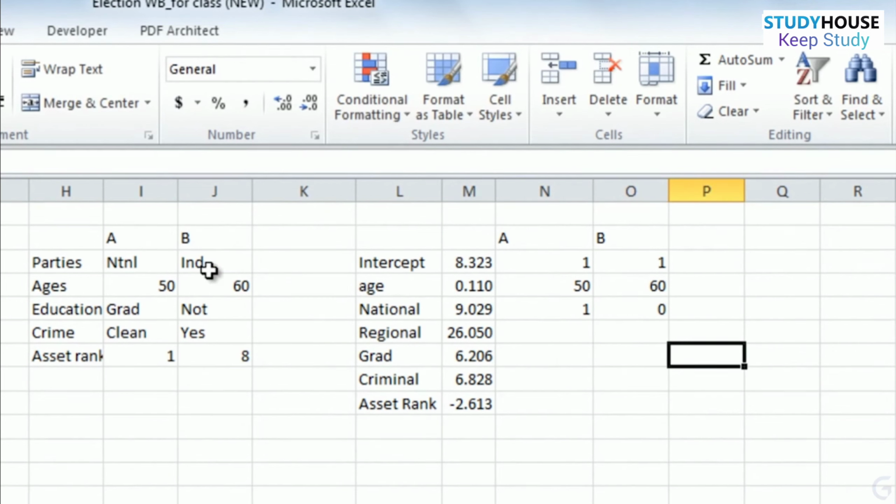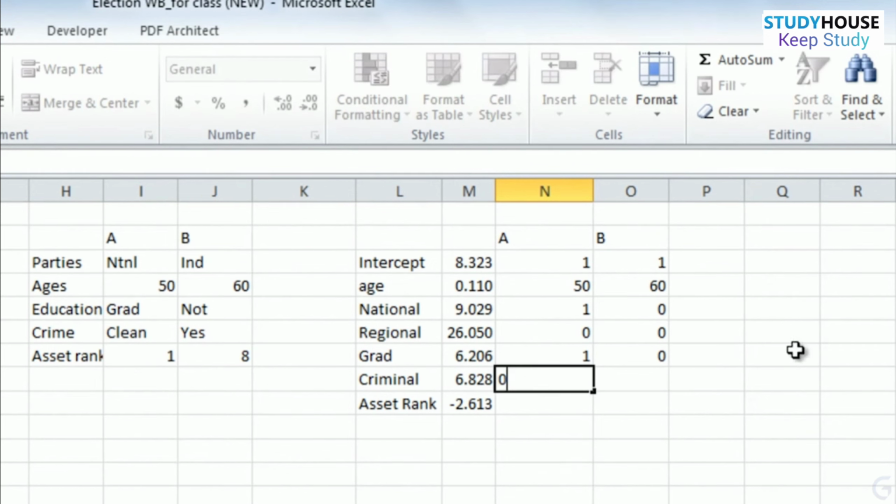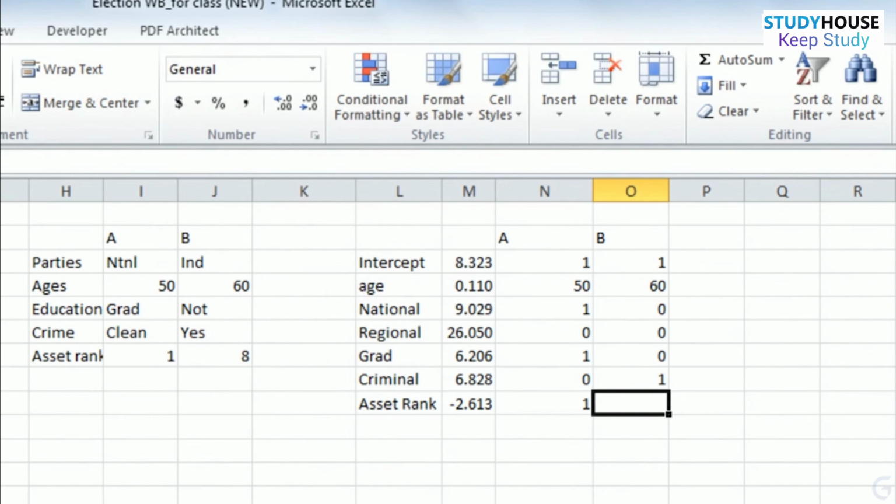Candidate A is National Party, B is independent. So none of them are regional parties really, so both of them are 0. Candidate A is a graduate. What about candidate B? Candidate B is not a graduate. Candidate A has no criminal record, but candidate B has a criminal record. In terms of asset rank, candidate A is the richest guy, and this guy has a rank of 8.